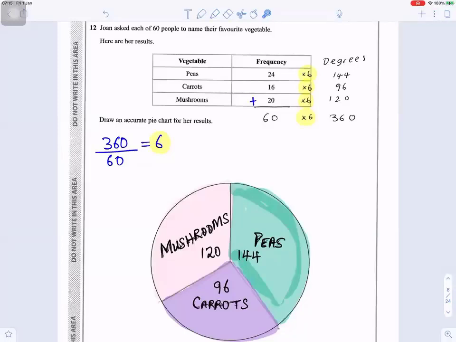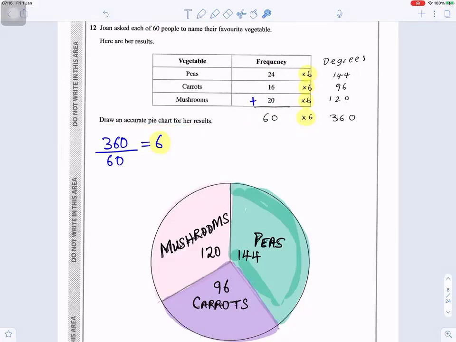Question number 12. Juan asked each of 60 people to name their favorite vegetable. Here are her results. Vegetable, frequency. Peas, 24. Carrots, 16. Mushrooms, 20 people. When you add the total, 24 plus 16 plus 20, it gives you 60, because she asked each of the 60 people. Now, draw an accurate pie chart for her results.